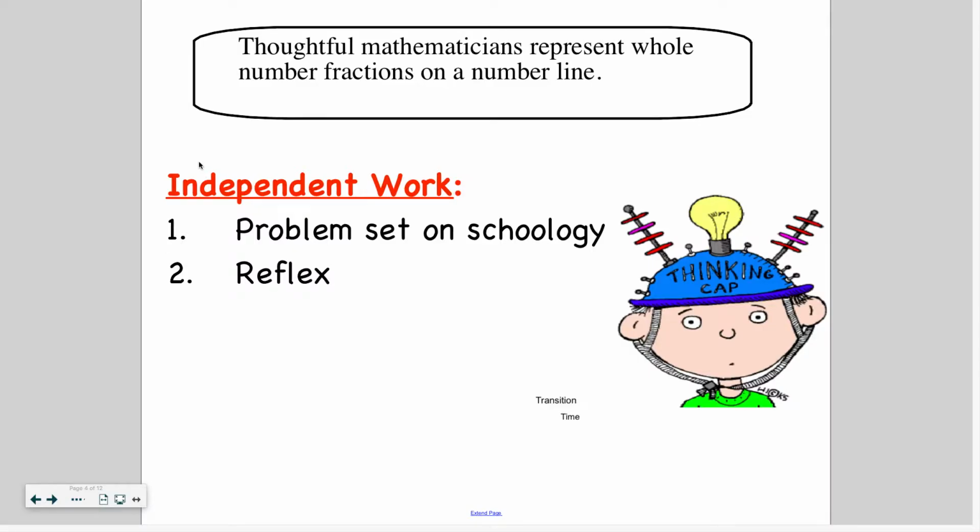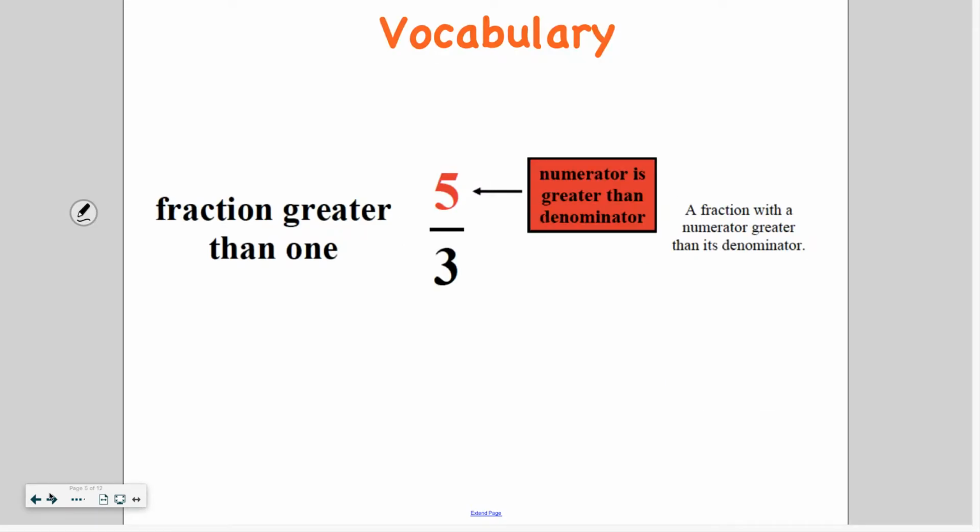Hi scholars, so today our learning intention is thoughtful mathematicians represent whole number fractions on a number line. Sorry, the smart is a little delayed. So we're representing whole number fractions on a number line. Today we're focusing on fractions greater than 1, because a whole number fraction is in fact a fraction greater than 1, or an improper fraction.